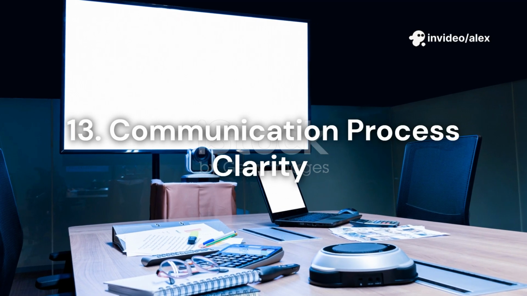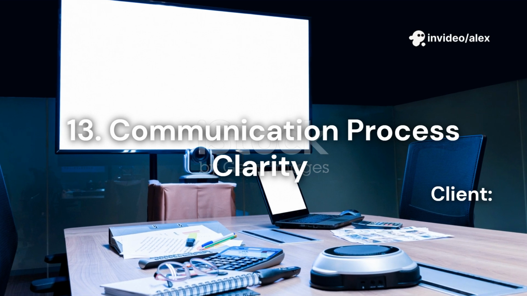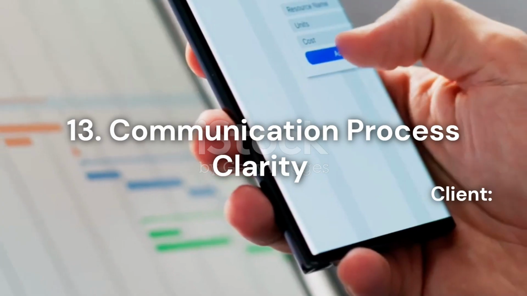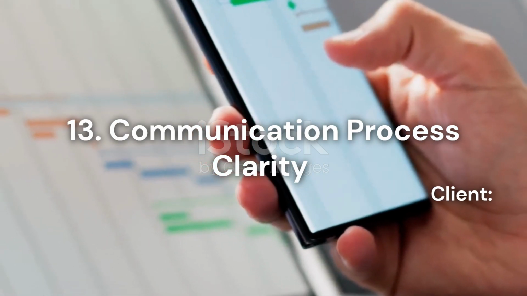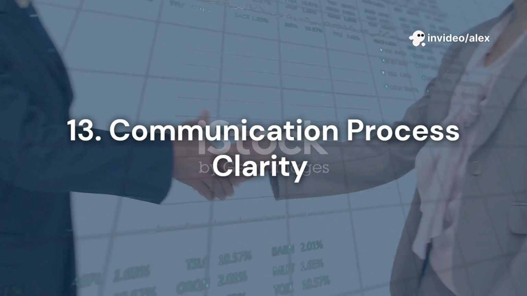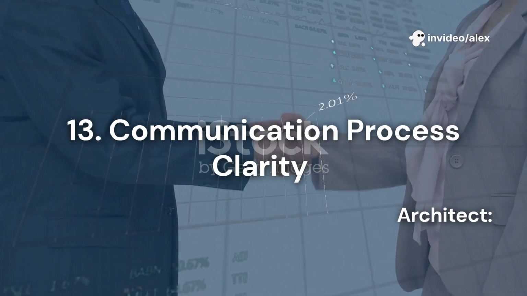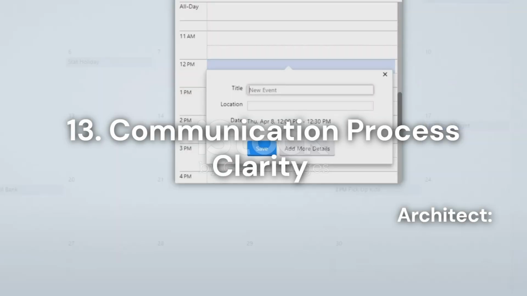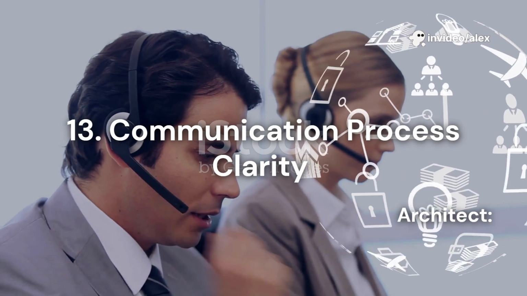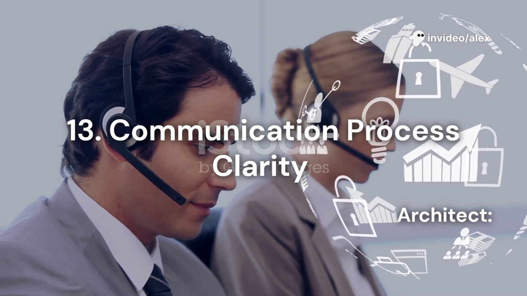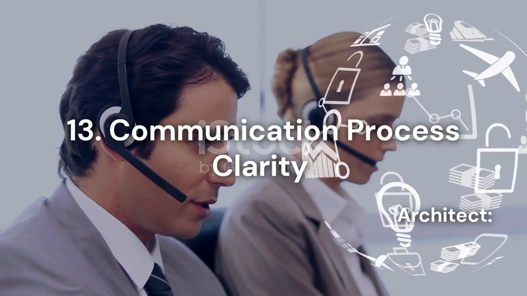Number 13. Communication process clarity. What is your communication process like? How often will we meet, and what updates can I expect? Client's concern, transparency, staying informed, and feeling connected to the project. How to address. Clear and consistent communication is paramount. We'll establish a regular meeting schedule, perhaps weekly or bi-weekly, for formal updates and reviews. In between, you can expect timely communication via email or calls for urgent matters. You'll always be informed about progress, milestones, and any decisions that require your input.